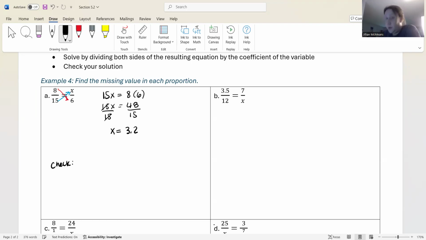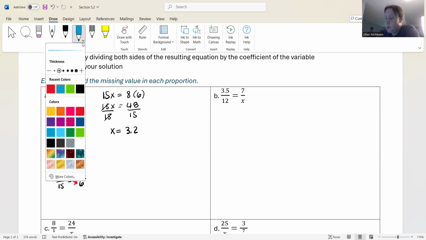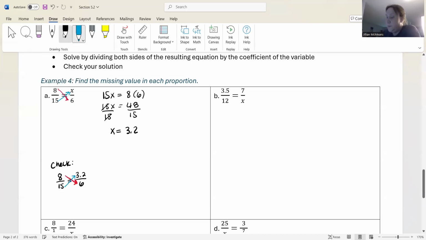So to check your work, you would rewrite your proportion. So we had 8 over 15 equals x over 6, but instead of just putting an x there, we're going to go ahead and replace x with 3.2. And remember, the way we check to see if a proportion is true or not is we cross multiply. So just like we did here, we want to cross multiply, and we want to make sure our cross products are the same. Okay? So we want to know, is 8 times 6 truly equal to 15 times 3.2? I had it backwards. Well, 8 times 6 we already know is 48. So let's go to the calculator and let it do the side work of 15 times 3.2.